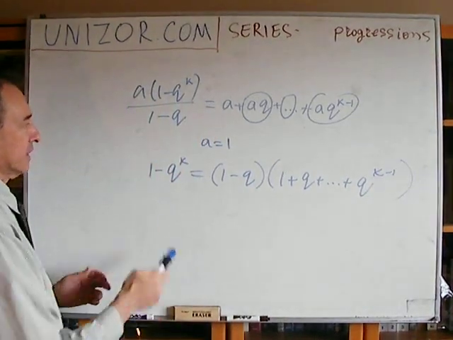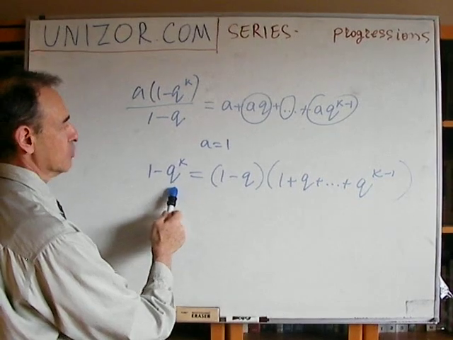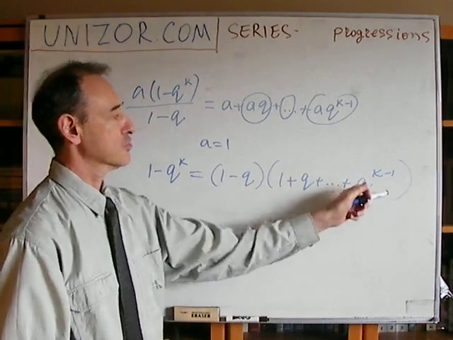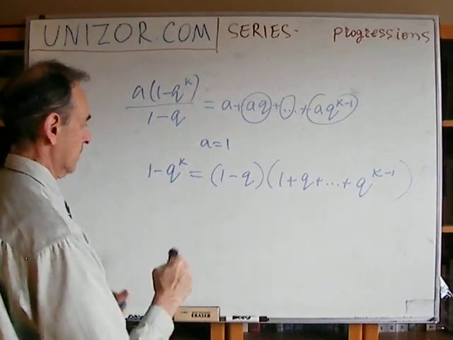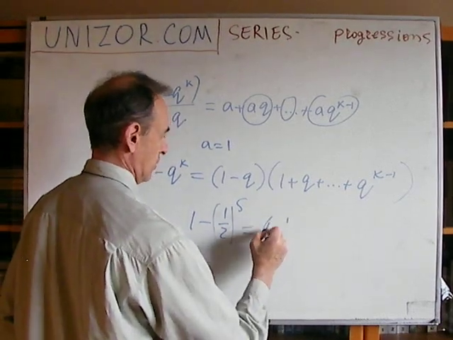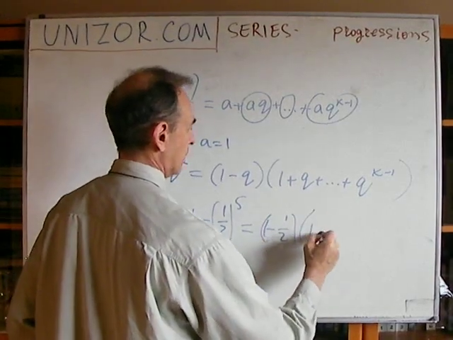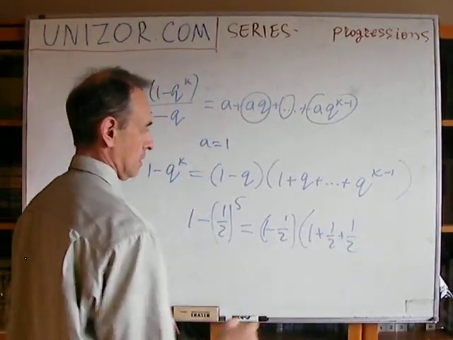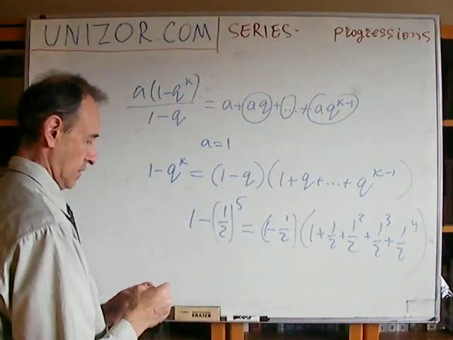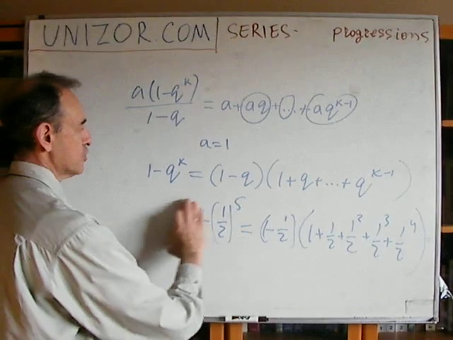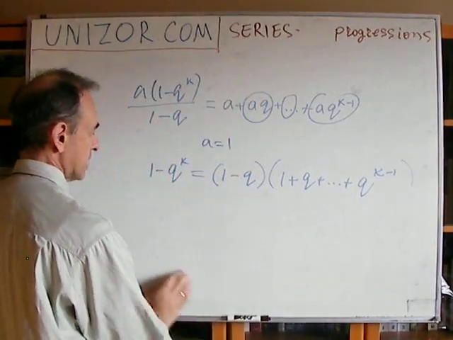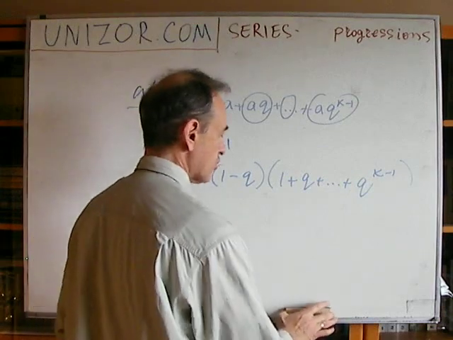So if you have an expression like this, you can always represent it as the result of multiplication of these two expressions, which means that basically 1 minus 1 half to the fifth degree is equal to 1 minus 1 half times 1 plus 1 half plus 1 half squared plus 1 half cubed plus 1 half to the fourth degree. So this is an interesting formula which you can actually use for certain problems in a completely different area, like solving equations or anything like that.